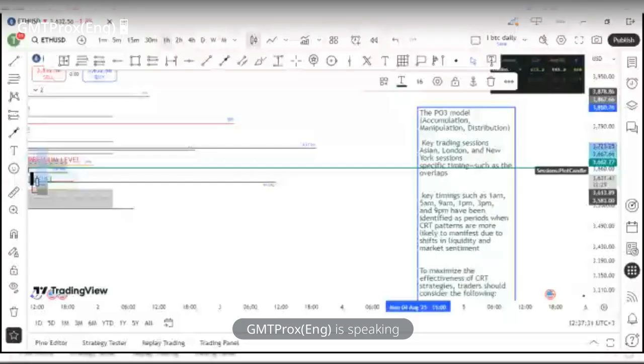Sunday is asking, sir, if the previous day candle is engulfed by the current candle, covered by both the upper and the lower wicks, can it still be used as a CRT strategy?